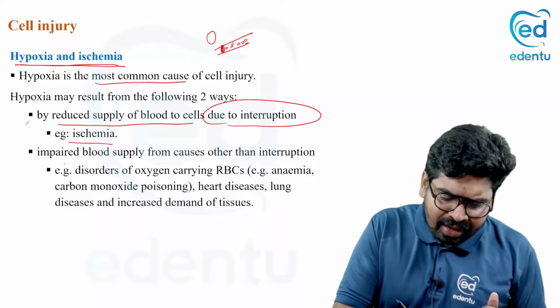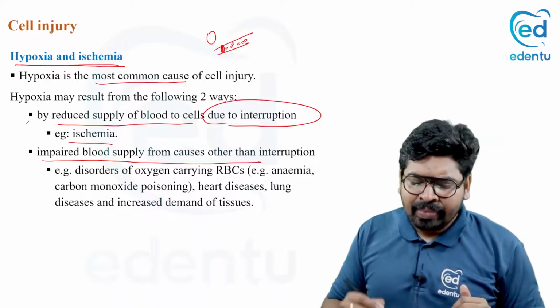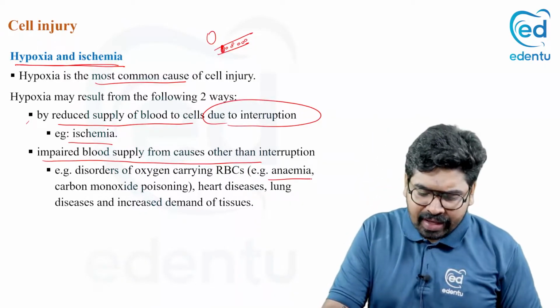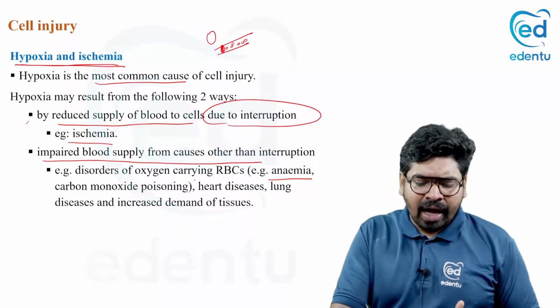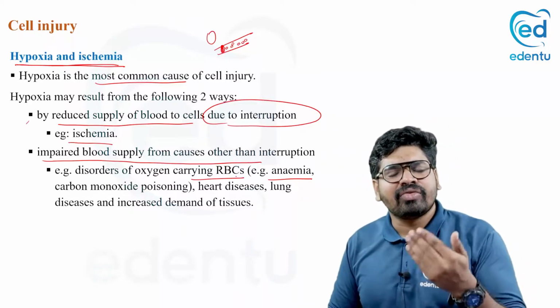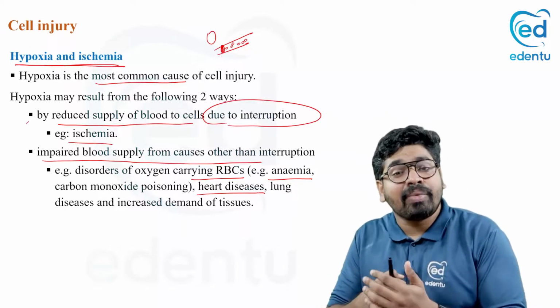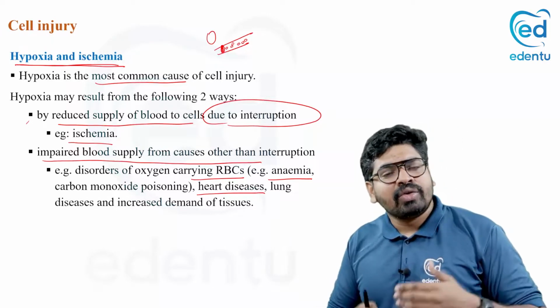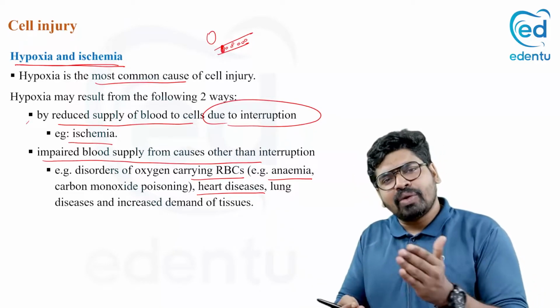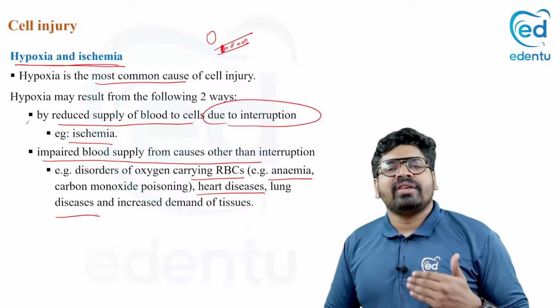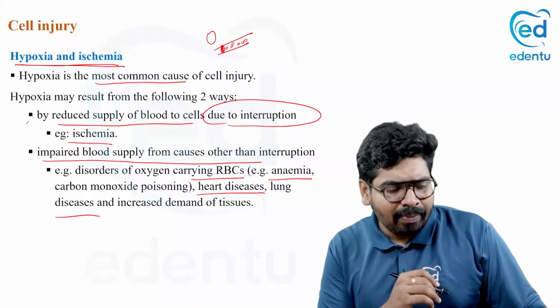So when there is impaired blood supply other than interruption, like you are anemic, having reduced RBCs, or your RBCs are not functioning properly. You are having some heart disease so that the heart is not pumping the blood properly. Your lung has some problem so that proper oxygen is not put to the blood. All these can be the causes of your hypoxia.